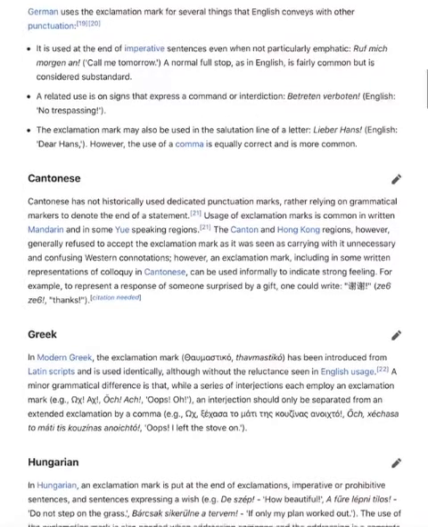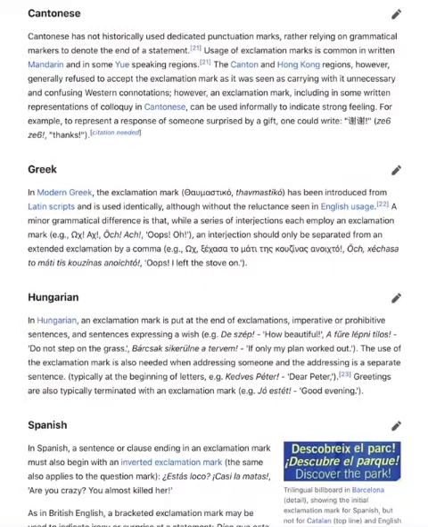Cantonese. Cantonese has not historically used dedicated punctuation marks, rather relying on grammatical markers to denote the end of a statement. Anyways, usage of an exclamation mark is common in written Mandarin and in some Yue-speaking regions. The Canton and Hong Kong regions, however, generally refused to accept the exclamation mark as it was seen as carrying with it unnecessary and confusing Western connotations.